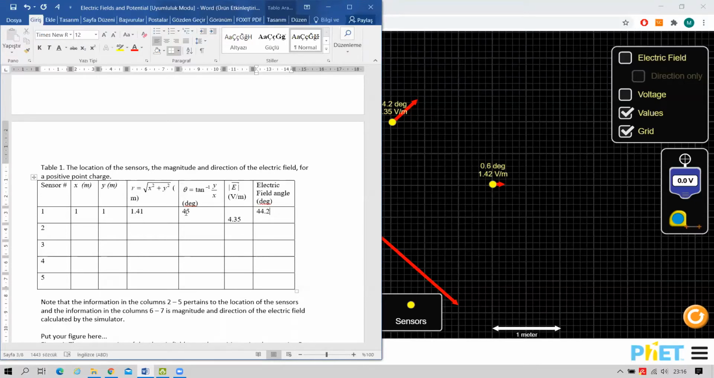In theory, they must be equal to each other, but since you are doing an experiment, they don't need to be exactly equal, and there is no way to be exactly equal because you are doing an experiment. So you will do the rest of the sensors, 5 sensors, just what I did for the first one. You will just fill out these columns and rows one by one for each sensor up to 5.